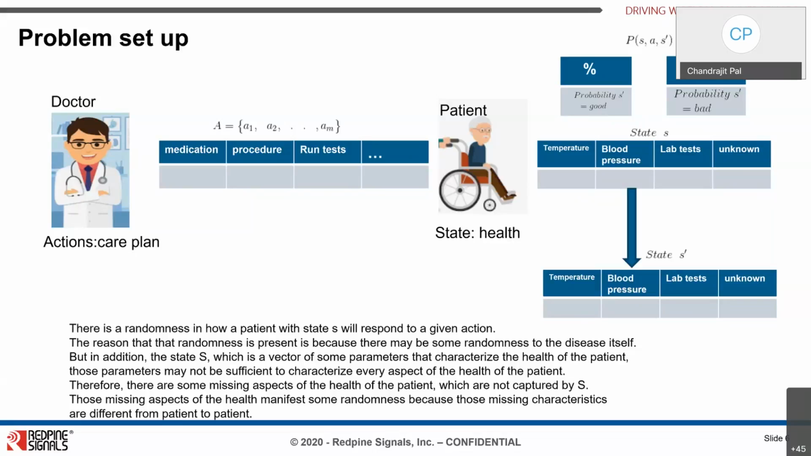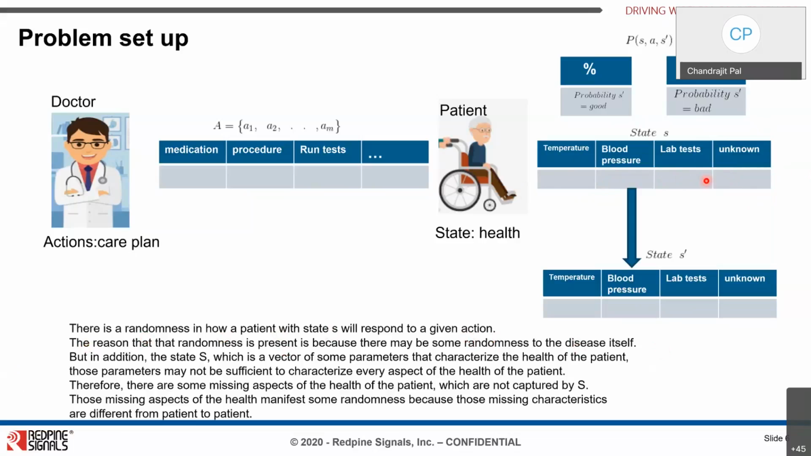So there is a randomness in how a patient with state S will respond to a given action, because how the patient will react to a particular action plan is random. We don't know. And what is the reason behind that? The reason that randomness is present is because there is some randomness in the disease itself. Suppose the health of the patient is given by these parameters: temperature, blood pressure, lab tests. A lot of parameters are there, and there will be certain parameters which are tagged as unknown.